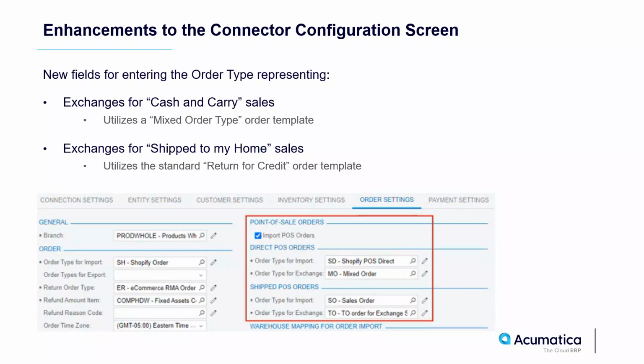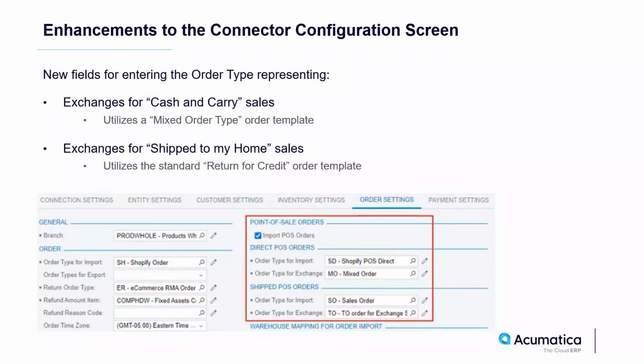When a customer comes into the store, they find the item that they want, they buy the item and they leave. We call that cash and carry. That's going to be this direct POS order type. And if that were to happen and the customer needs to exchange things, they're going to use this order type for exchange, the return order type inside of Acumatica. It's actually going to rely on the mixed order template.